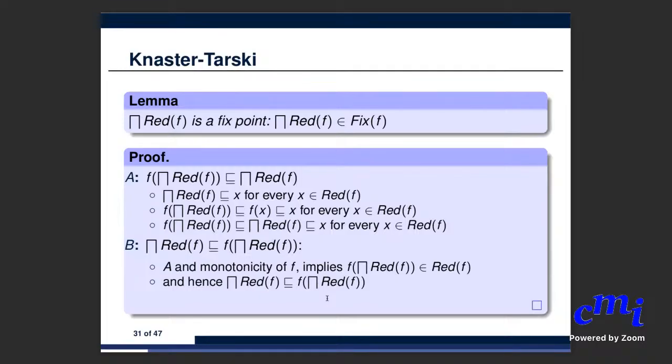So Tarski's theorem does not use any additional condition like a continuity requirement. Okay. It's only Kleene's theorem that requires F to be continuous for you to be able to compute the least and the greatest fixed point in a certain way. Any questions here?